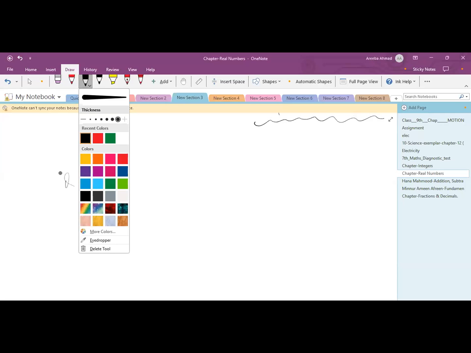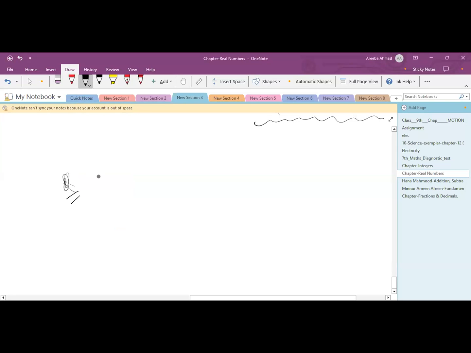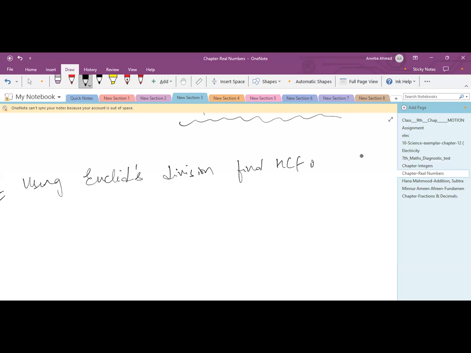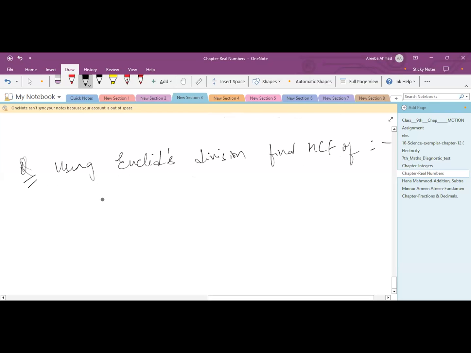Okay, okay. So the question says, using Euclid's division lemma or algorithm, find HCF of 135 and 225. Okay. Do it.